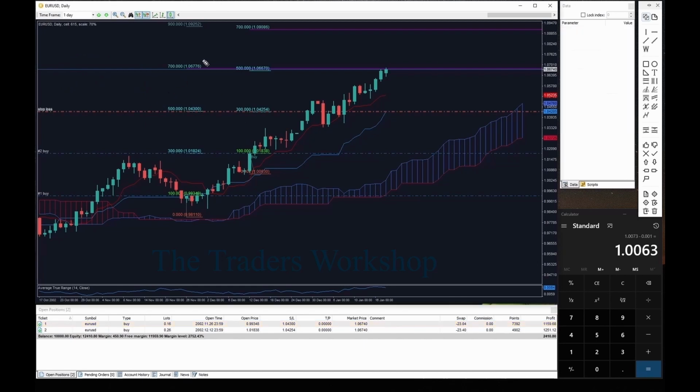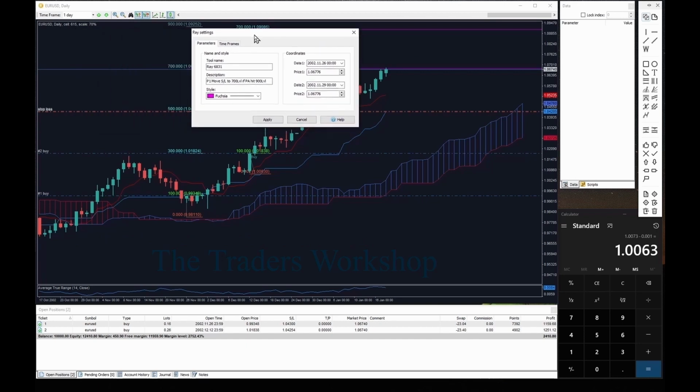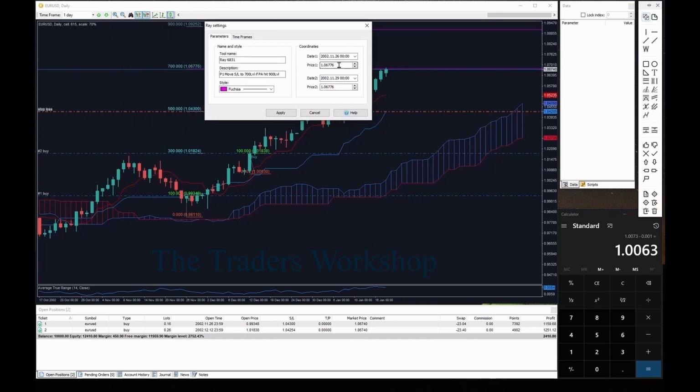Now, let's build the next scenario for this position. If the market continues to push through level 900, we will move the stop loss to level 700. Then, let's edit the ray line's description and new price level. The new description should be this: for position 1, move the stop loss to level 700 if price action hit level 900. And the new price level should be at 1.09252.